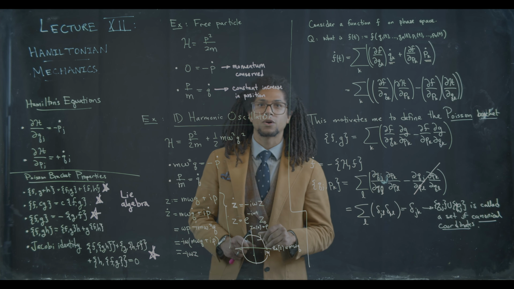Okay, I'm going to erase the board, and then we'll move to the computer to do a couple of examples. Now, I want to hop right into our main example here. And before we do, let me make sure that I relist the properties that we proved of the Poisson bracket. Okay. So the first is that the Poisson bracket is a linear function. So f bracket g plus h is equal to f bracket g plus f bracket h.